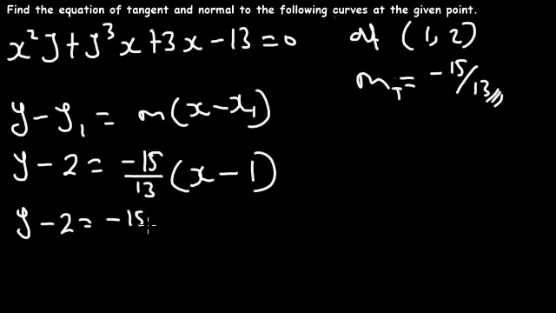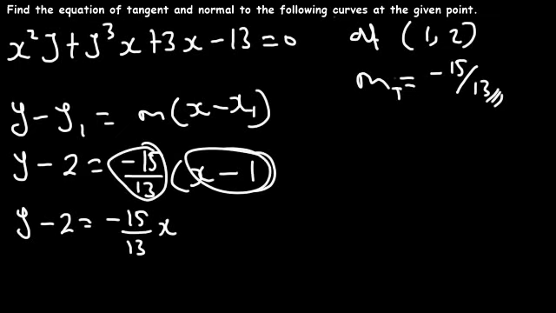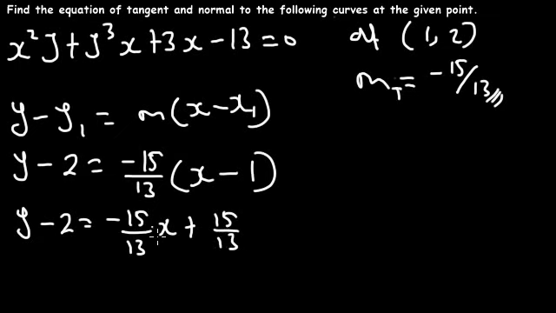Perfect. So we have y minus 2 equals, distributing the negative 15 over 13, we have negative 15 over 13 x. Then when we distribute it with negative 1, we have positive 15 over 13. So just like before, let's multiply all through by 13. So we have 13y minus 13 times 2 gives us 26. Yeah, I got it right, 26. Then equals, so this becomes minus 15x plus 15.